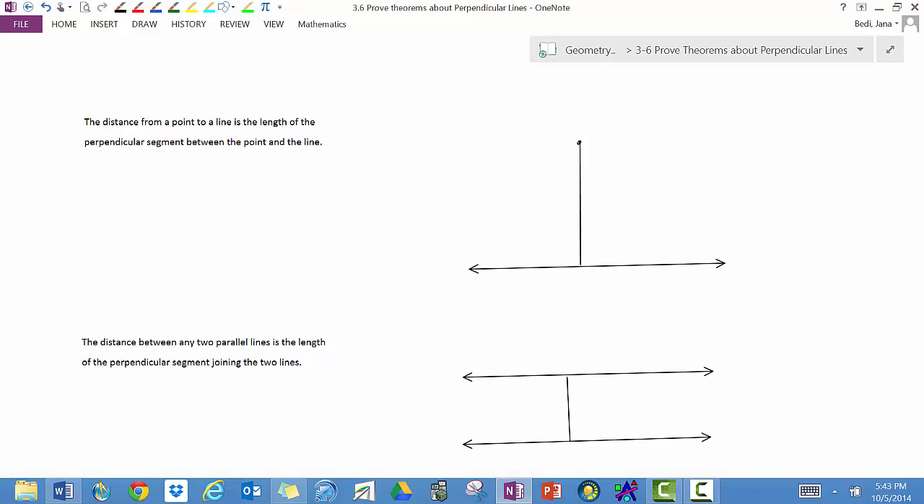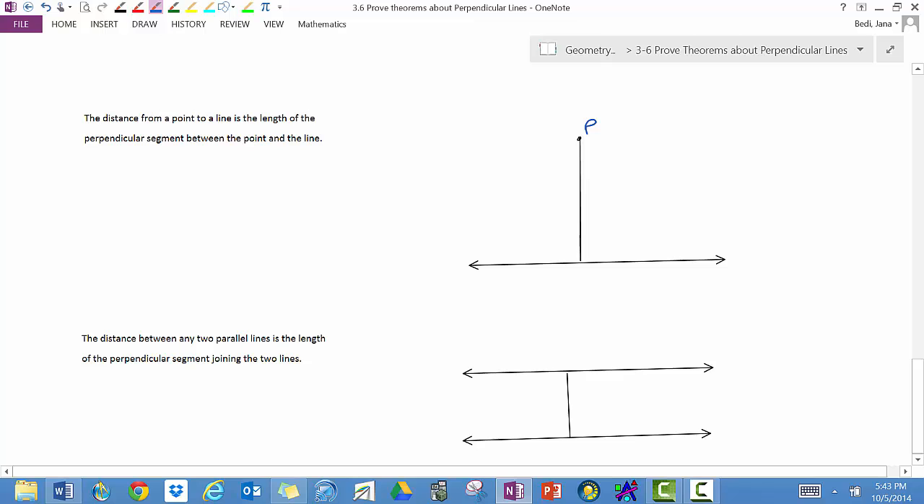Now the distance between 2 points is just the length of the segment from point to point. That's simple. But when we want to measure the distance from a point P to, say, line A, then the distance is the shortest distance, and the shortest distance is the perpendicular distance from point P to line A.